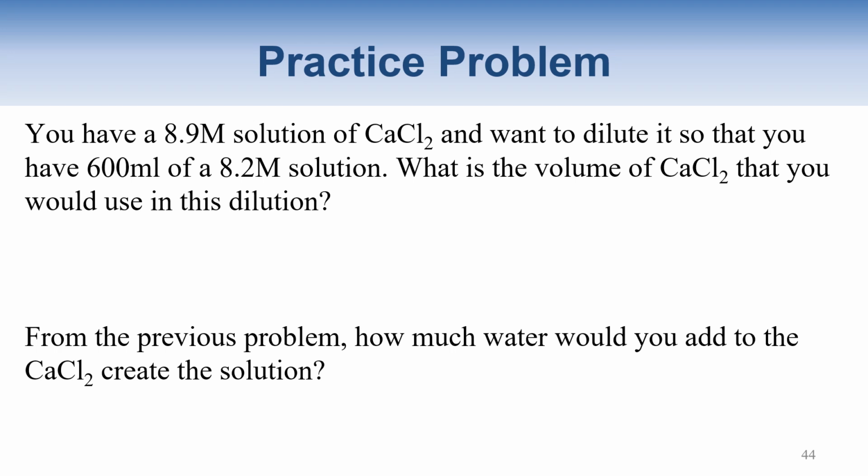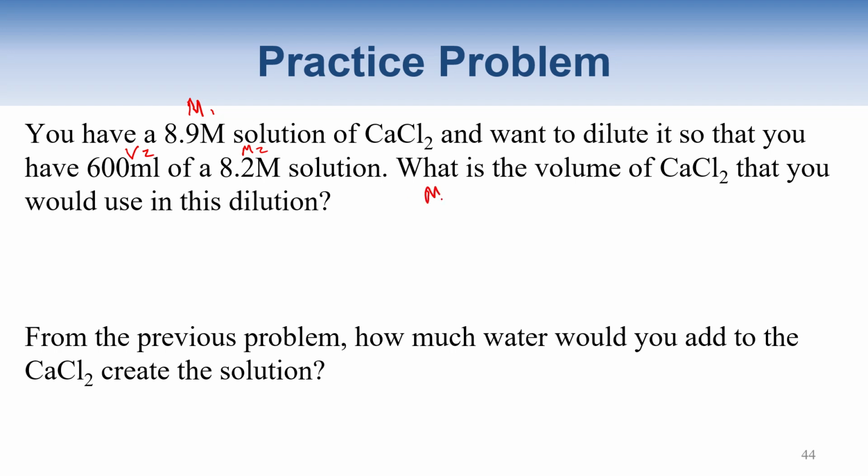All right, so you have 8.9 molar solution of calcium chloride and want to dilute it so that you have 600 mils of an 8.2 molar solution. So here we can see our M1, and here is our V2 and M2. What is the volume that you would use in this dilution?